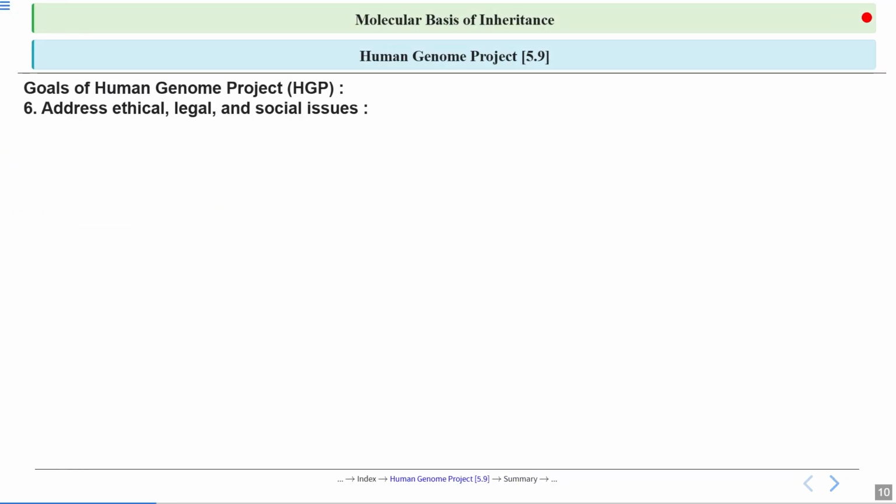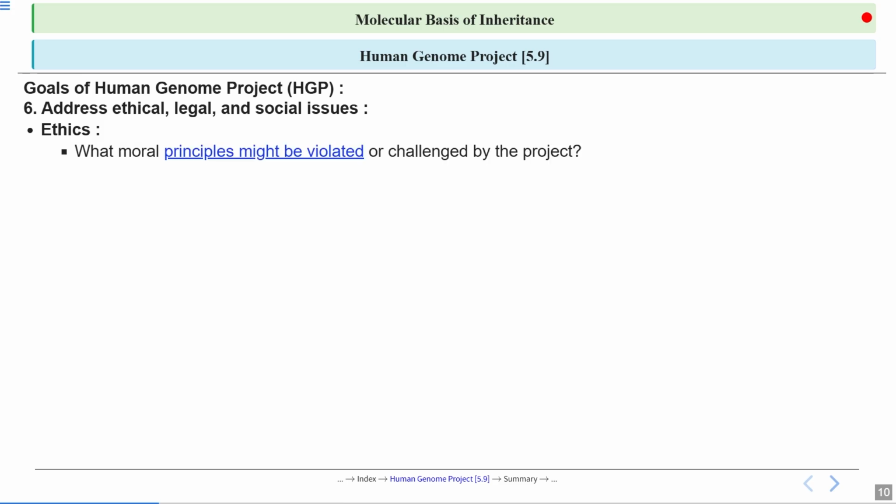Now we will talk about the other goals. First is to address ethical, legal and social issues. If we talk about ethics, what moral principles might be violated or challenged by the project? So they have to keep in mind these ethical, legal and social issues also.